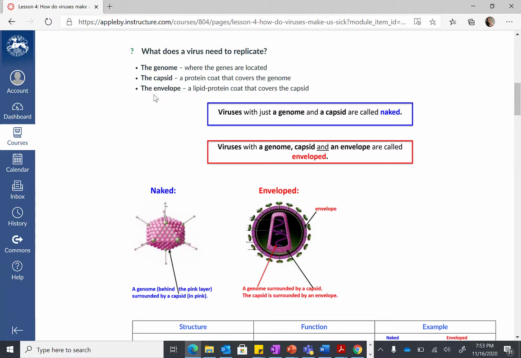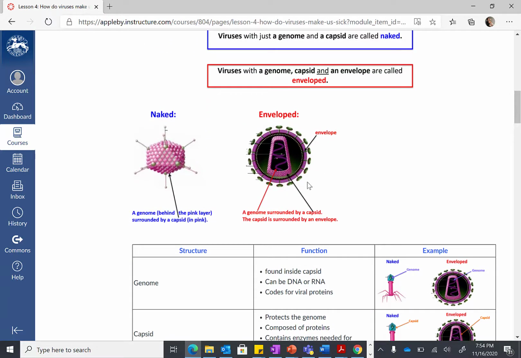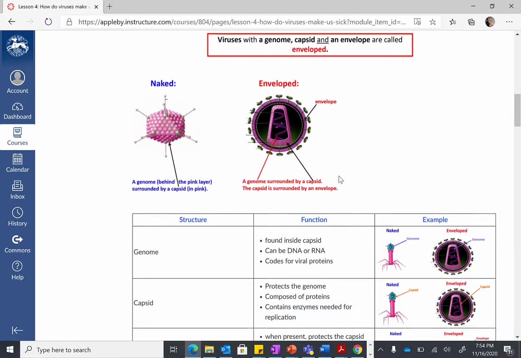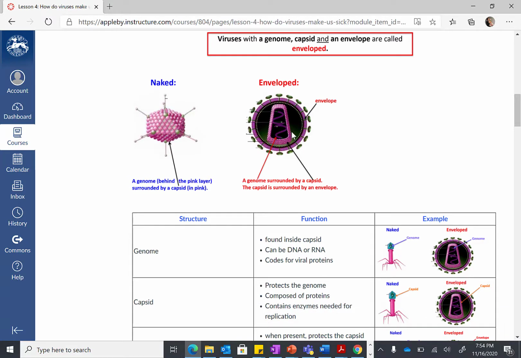Now, hopefully it's pretty self-explanatory. The envelope is only going to be found in envelope viruses. Naked viruses do not have an envelope. So the envelope serves as an extra layer of protection. It's a lipid protein and it covers the capsid. Okay, and we'll go over some common examples, but again, you can probably tell here that envelope viruses are going to generally be more successful because of that extra layer of protection.